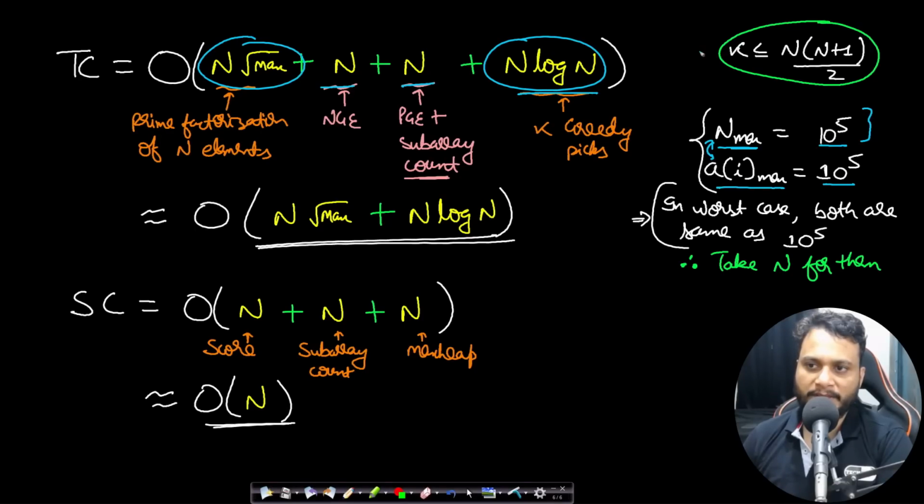And always remember that the k value is less than or equal to n times (n plus 1) by 2, comma, 10 to the power of 9. So this means that you will always get the answer.